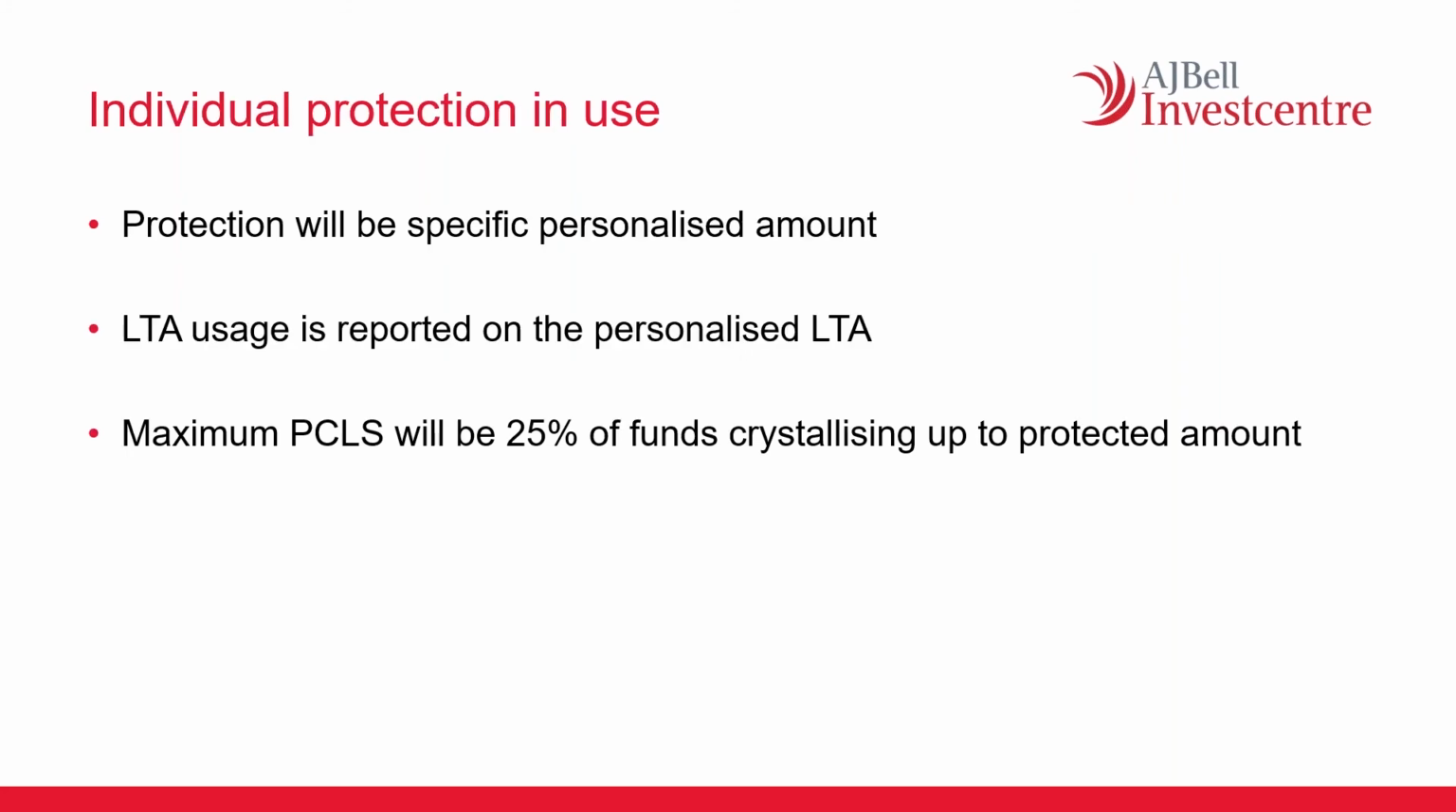Individual protections, again, very similar to how we treat fixed protection. It's just instead of having 1.8, 1.5 or 1.25, it would be a personalised amount of the lifetime allowance. And we are allowed to report on their usage based on that personalised amount as well. So it'll make sense to them, when we send it out to clients, that they've used X percentage of their own lifetime allowance. And yeah, maximum PCLS 25% of whatever they're crystallising up to that protected amount. So relatively straightforward for those ones.